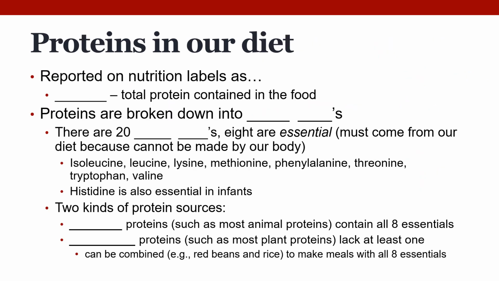Okay, then proteins in our diet. Now, protein is the simplest of these that we've talked about so far. It's reported on nutrition labels simply as protein. They don't break it down any further, which is kind of a shame because proteins are broken down into amino acids. If you paid attention in A&P1 when we talked about making proteins, you remember that we made them from amino acids, so it makes sense that they would be broken down into amino acids.